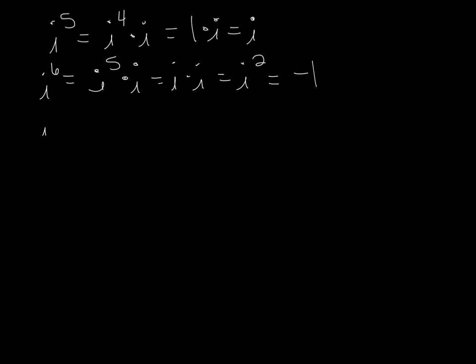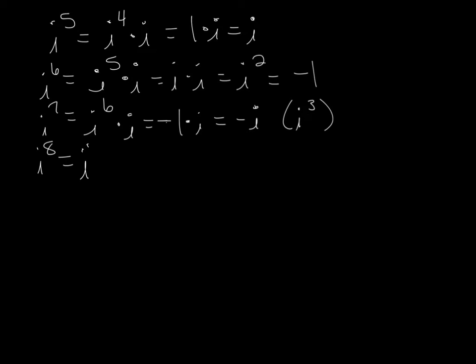Then i to the seventh is i to the sixth times i. That's negative 1 times i, which is negative i, which, by the way, is i cubed. And then i to the eighth is i to the seventh times i. We just said that i to the seventh was the same thing as i cubed, so we get the same thing as i to the fourth, which is a positive 1.